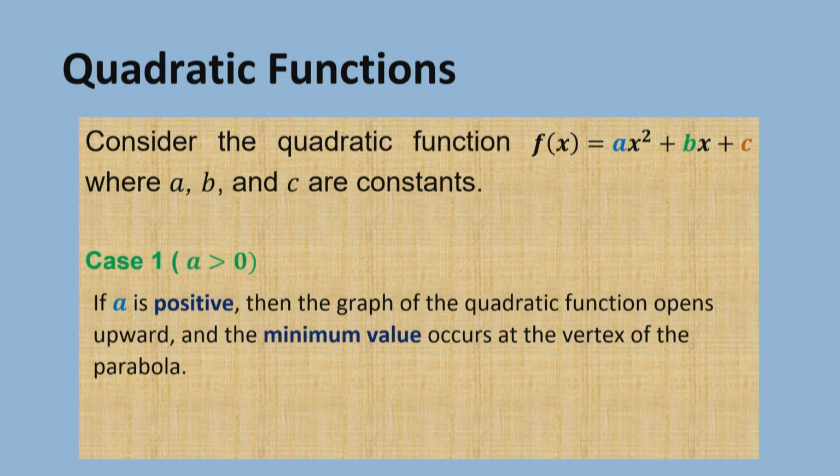Now, let's take the first case. The first case is where a, that is the coefficient of x², is greater than 0. That is, a is positive. So what happens when a is positive? The graph of the quadratic function opens upward, and the minimum value occurs at the vertex of the parabola. So remember, when a is positive, it is the U shape.